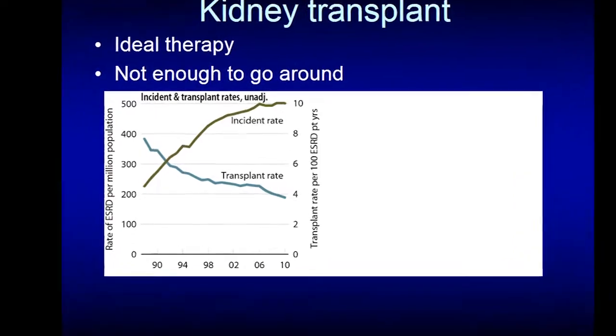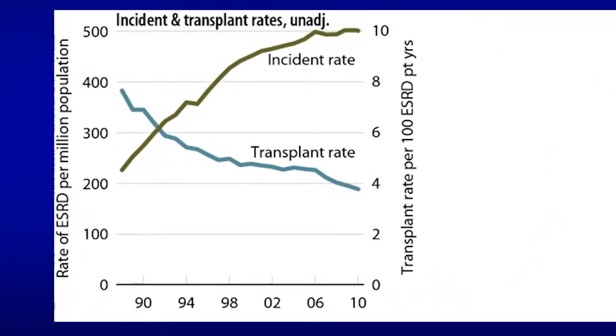And so what this tells you is that this is the rate of kidney disease in the US population, per million population. Here is the timeline, 1988 to 2010. So that's about a 25-year period. You can see, if you follow this olive green line, this was the incidence of kidney failure in 1988, and this is where it is today. It has more than doubled.